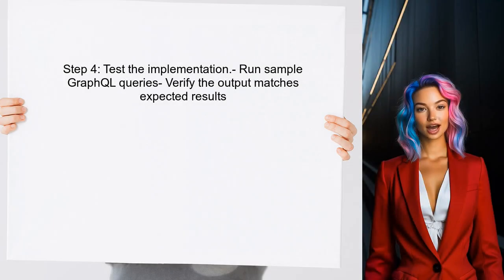Finally, the user should test the implementation to ensure that the predicate behaves as expected within the GraphQL query. This can be done by running sample queries.